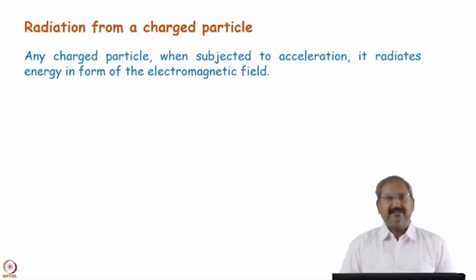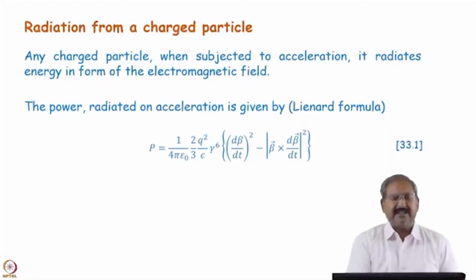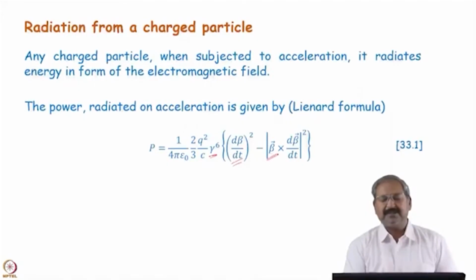Any charged particle, when subjected to some kind of acceleration, emits electromagnetic radiation. It means an electromagnetic wave is generated on the acceleration of the charged particles. Using basic electromagnetic theory, we can obtain the power radiated by a charged particle when it is subjected to some acceleration. And this is the Larmor formula for the power. Here gamma is the relativistic gamma factor. d beta by dt shows the acceleration of the particle and beta shows the speed of the particle.